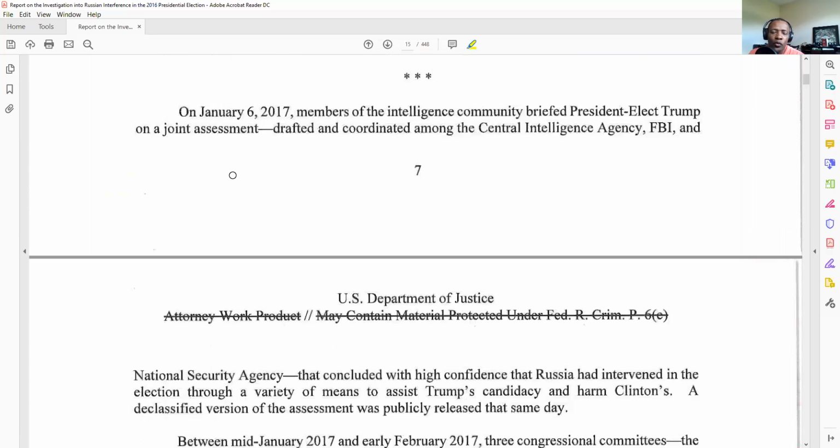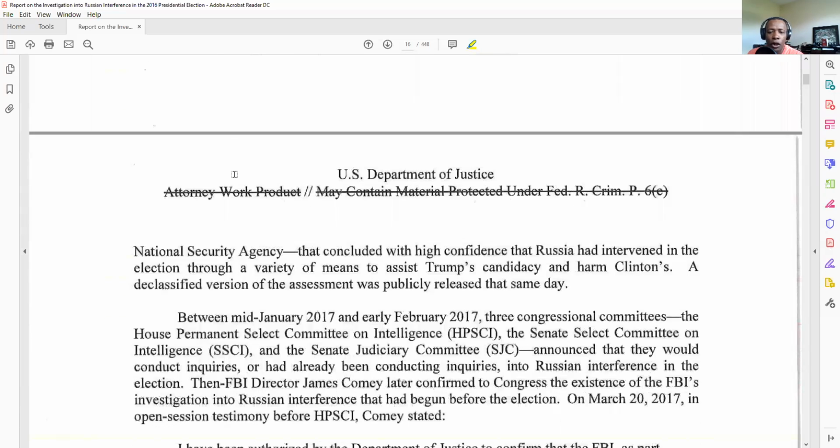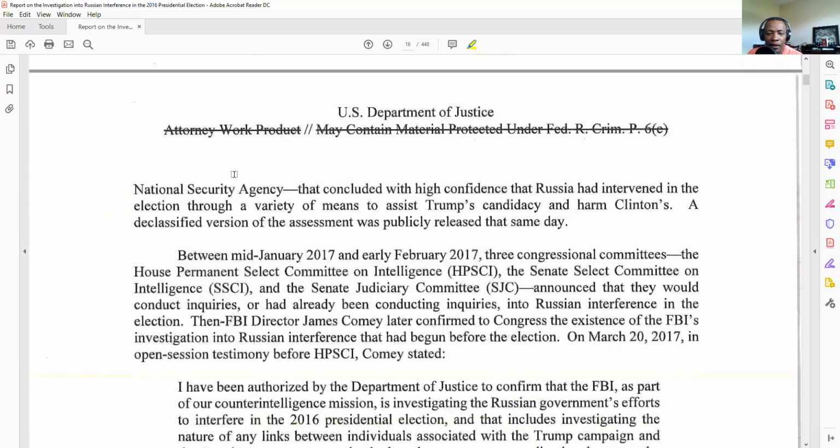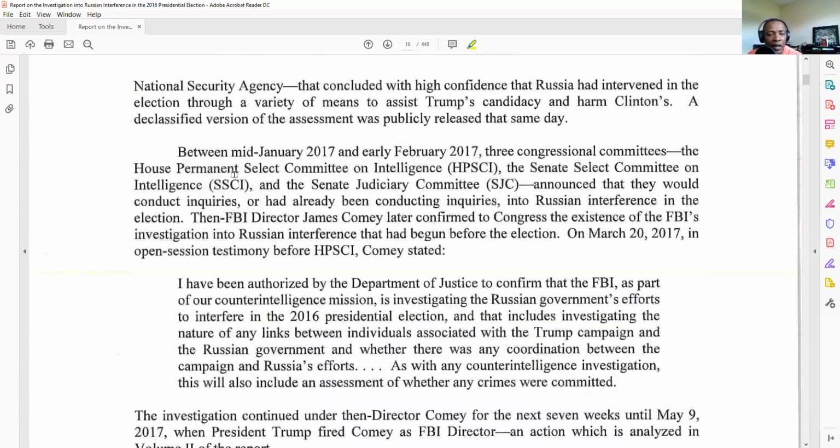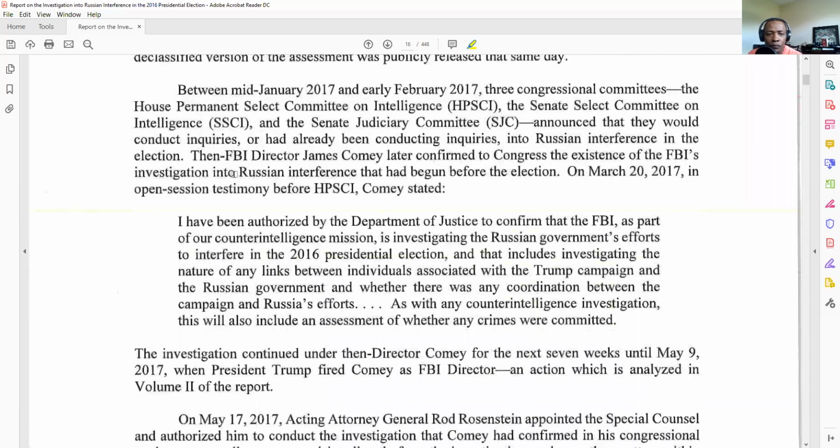On January 6, 2017, members of the Intelligence Committee briefed President-elect Trump on a joint assessment drafted and coordinated among the Central Intelligence Agency, FBI, and the National Security Agency that concluded with high confidence that Russia had intervened in the election through a variety of means to assist Trump's candidacy and harm Clinton's. A declassified version of the assessment was publicly released that same day.